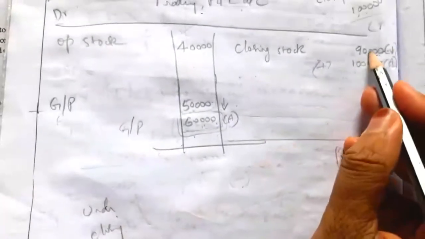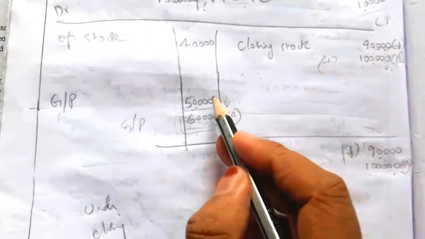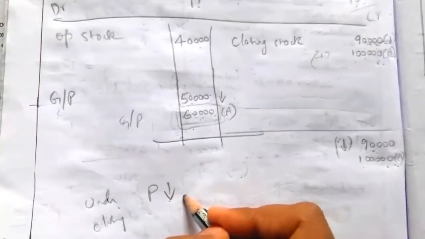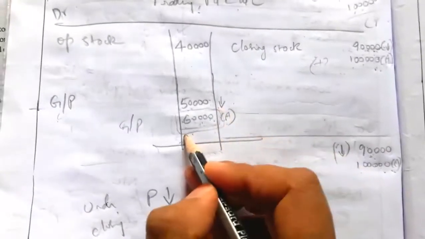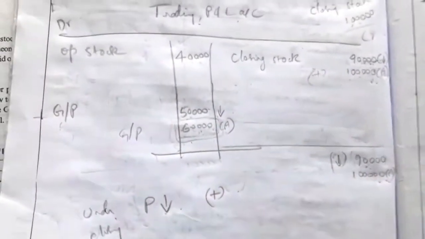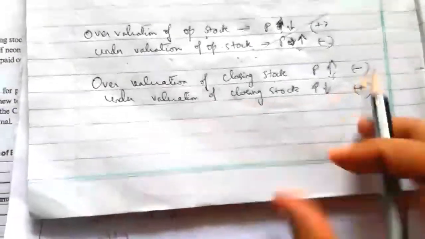So remember, in the case of undervaluation of closing stock, the profit shows less. When profit shows less, what we have to do, to the gross profit we have to add the undervalued portion of the closing stock. So that is nothing but undervaluation of closing stock shows profit less, so we have to add. Okay, so that is about the undervaluation and overvaluation of closing stock.